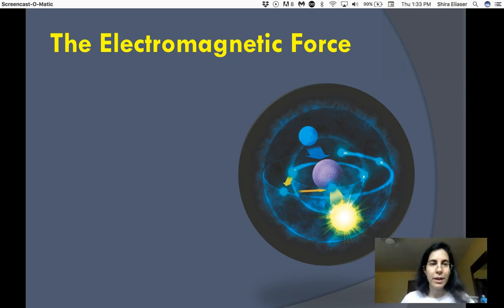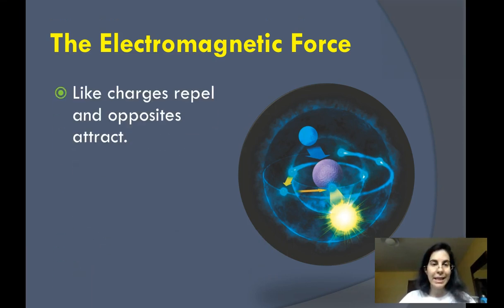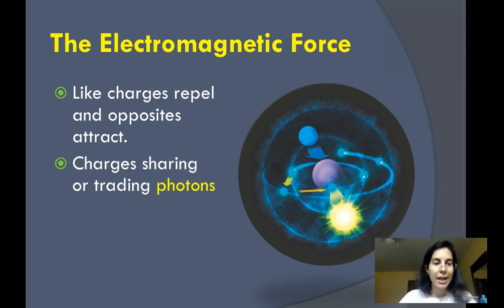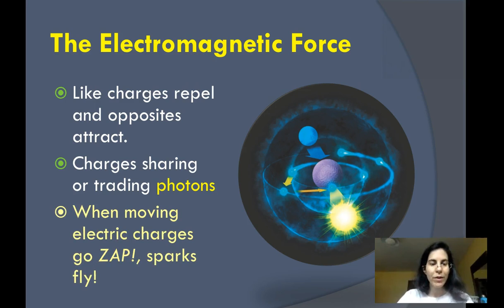Calling them particles is a grave misnomer. They're quanta, and you'll notice this because the next one down the list is the photon. We studied photons when we talked about QED in the last lecture. The electromagnetic force is the reason that like charges repel and opposites attract. This force is mediated by how the charges trade or share photons. When moving electric charges go zap, you can see the photons as you see the sparks fly.